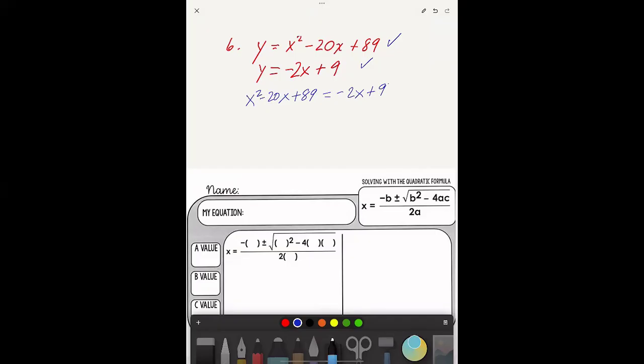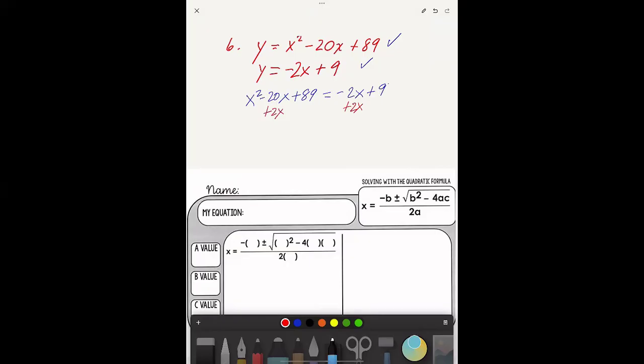We took two equations and combined them into one equation, and because the highest exponent is a 2, it's a quadratic equation, which means we can use the quadratic formula, but it needs to be equal to 0. So I have to get the right-hand side to the other side. I'm going to do the opposite of a negative 2x, a positive 2x, and add it to the like term.